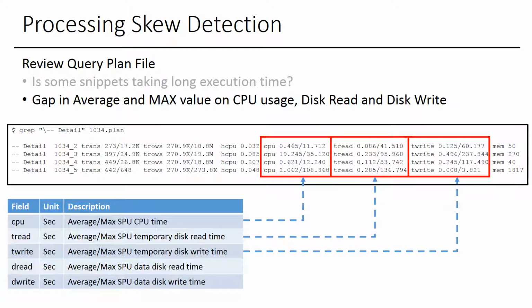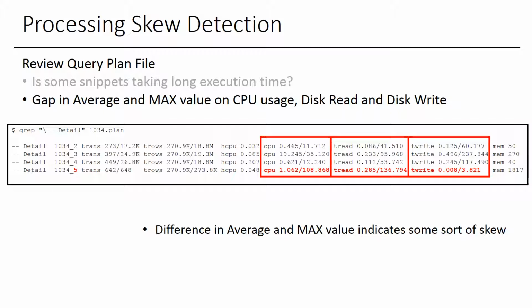The CPU column shows average and maximum SPU CPU usage in seconds for each query snippet. Similarly, tread and twrite show SPU temporary disk read and write in seconds. The dread and dwrite show average and maximum SPU data disk read and write by snippets.